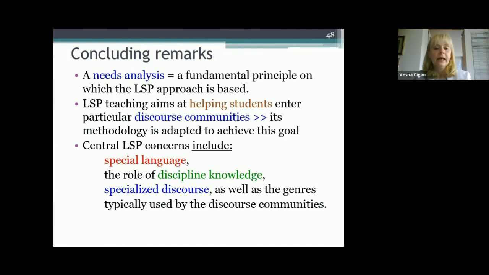Having presented an extract of the study results, I've come to the last part of my talk, where I'd like to recap the main points. It is common knowledge that a needs analysis is a fundamental principle of LSP. Accordingly, LSP teaching aims at helping students enter particular discourse communities. And with this end in view, LSP teachers adapt methodology for different teaching situations. Central to LSP teaching are special language, the role of discipline knowledge, specialized discourse, as well as genres used by the discourse communities.